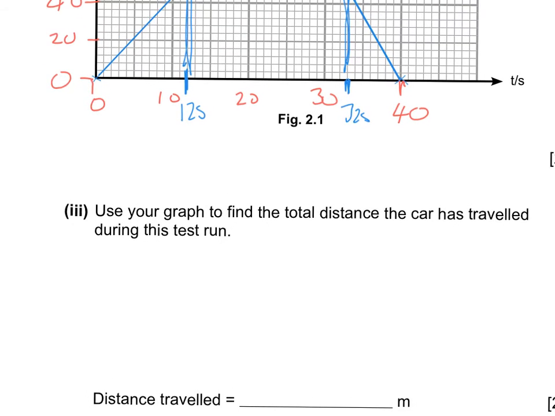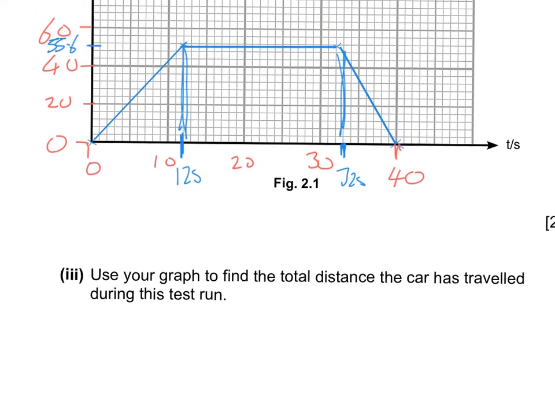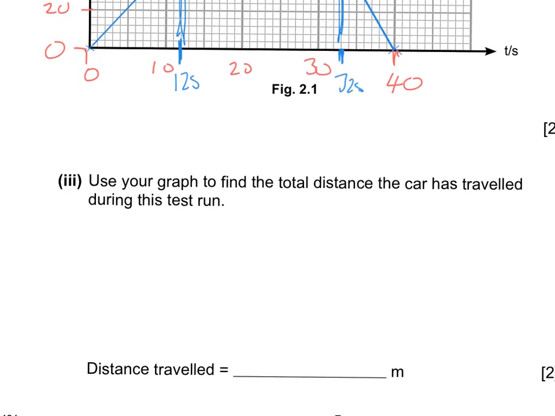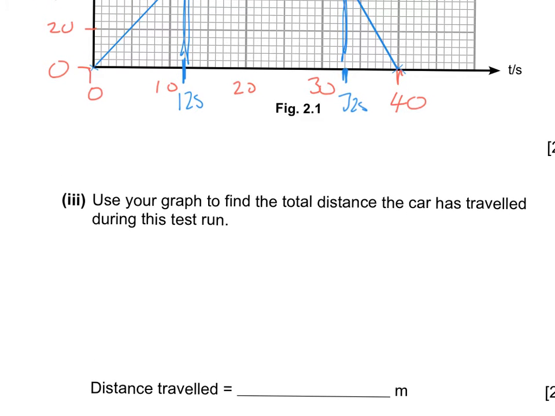Next part asks us to use the graph to find the total distance the car has travelled, and that's going to be the area under this graph. So you can break it into 2 triangles and a rectangle, or you can think of it as a trapezium, but basically you need to find the area and record that then as the distance travelled.